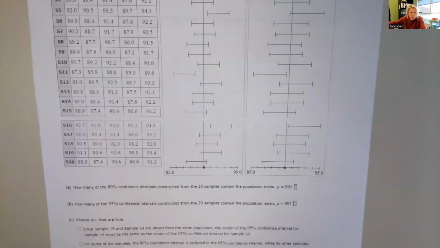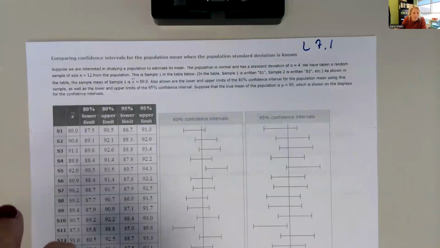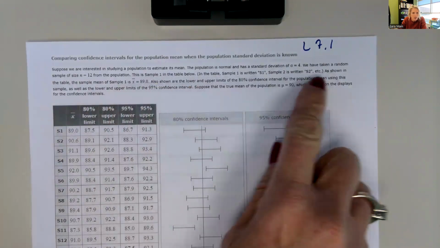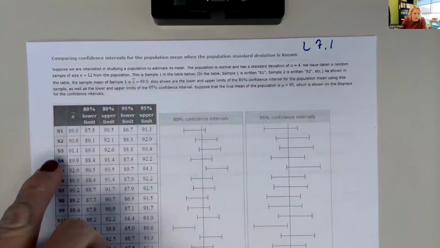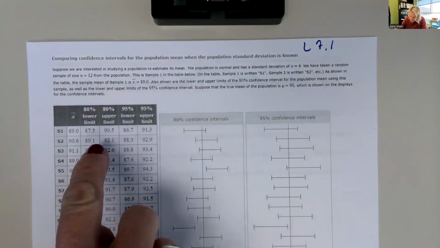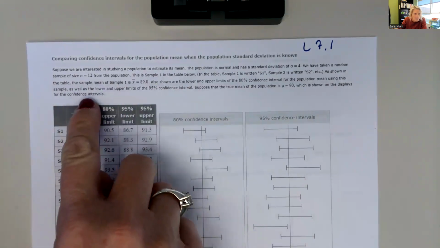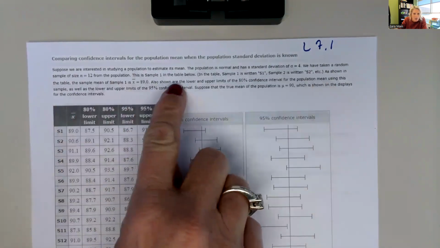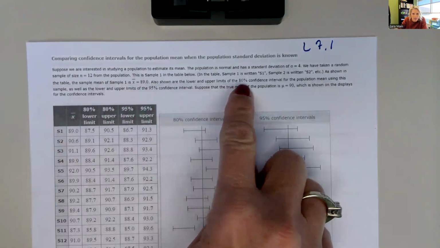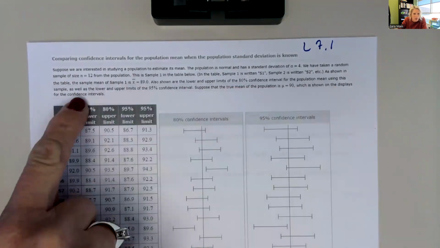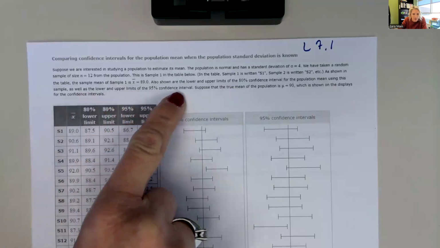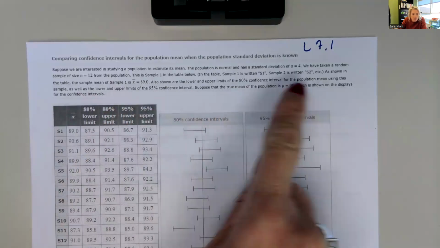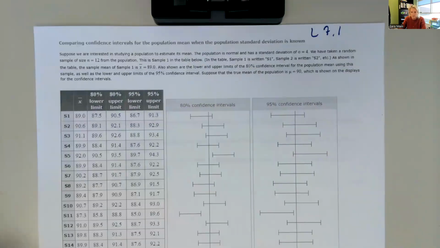And you can see, this is sample 1 in the table. As shown in the table below, we've got the sample mean of 89. And then also shown are the lower and upper limits for the 80% confidence interval for the population mean using the sample, as well as the lower and upper limits of the 95% confidence interval. Suppose that the true mean of a population is 90, which is shown on the displays for the confidence intervals.